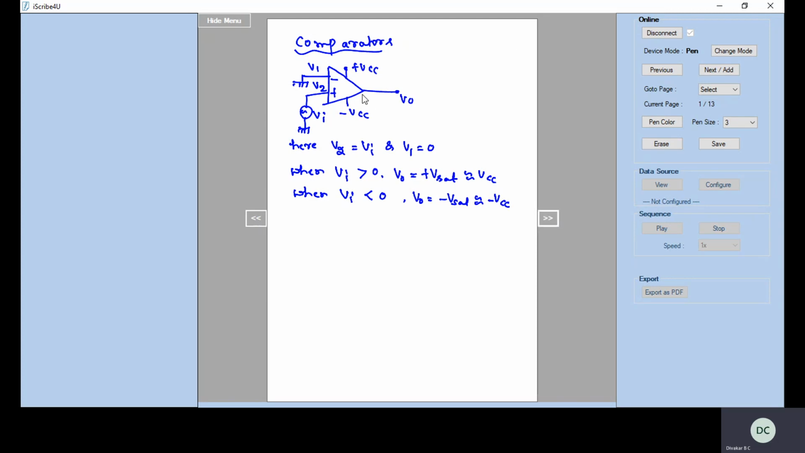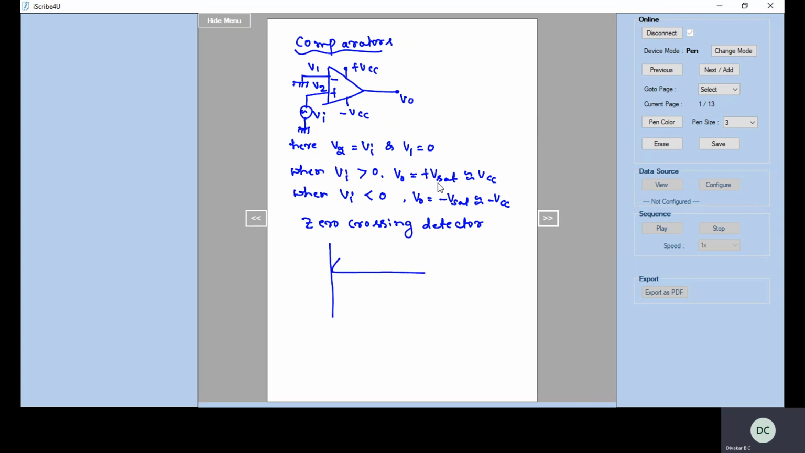Because when Vi is greater than 0, more voltage will be at the non-inverting terminal, and since more voltage is at the non-inverting terminal, the output is plus V0 saturation. When the input is less than 0, more voltage will be at the negative terminal, so the output voltage will be minus V0 saturation. This circuit is also called a zero crossing detector, because whenever the input crosses the zero level, the output switches its state from plus V0 saturation to minus V0 saturation.